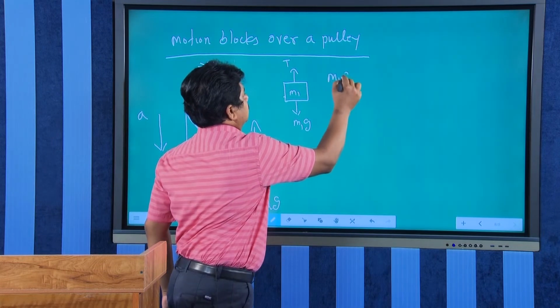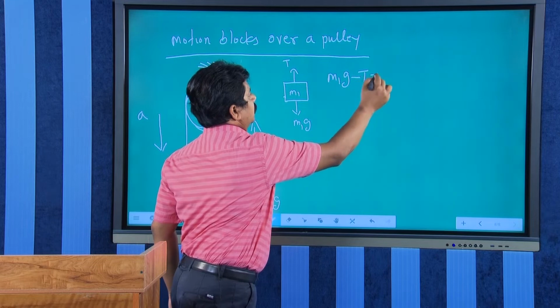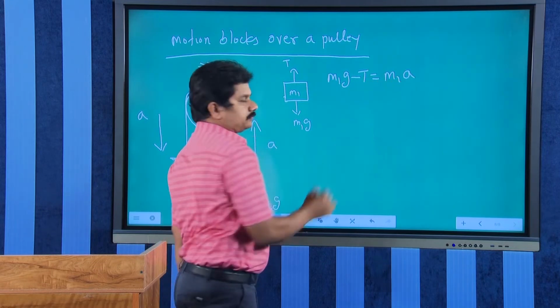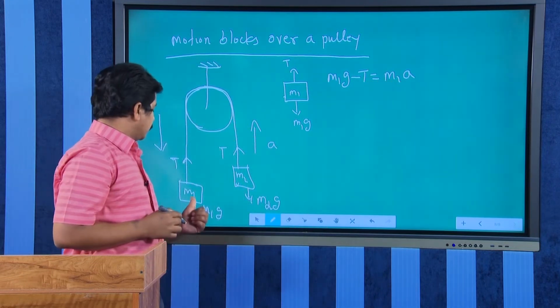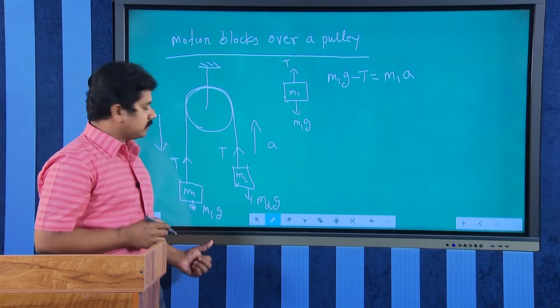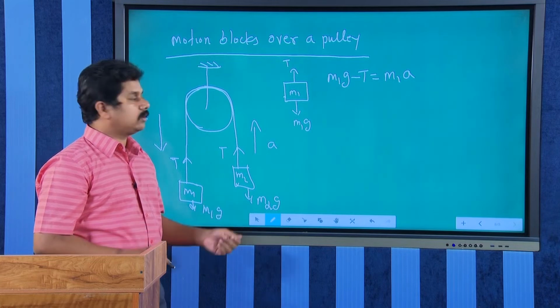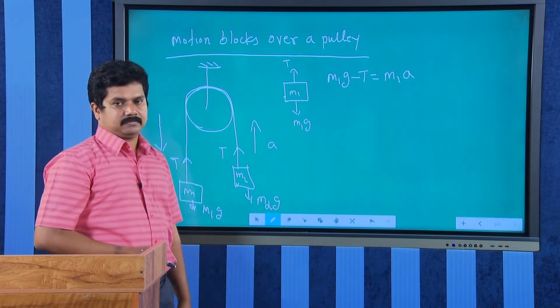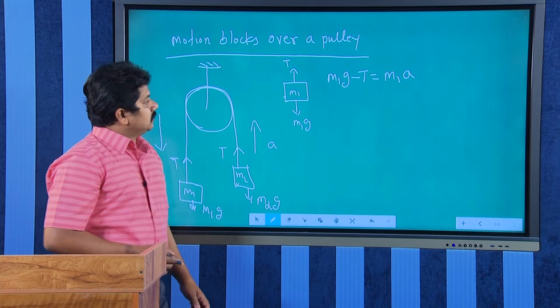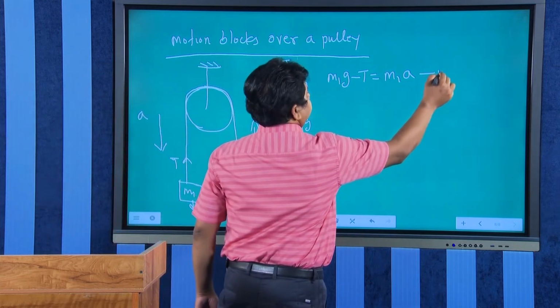M1 g minus T equal to M1 A, right. Force acting on this M1 is M1 g downward, T upward. So, M1 g minus T equal to M1 A. Okay. So, we have equation 1.